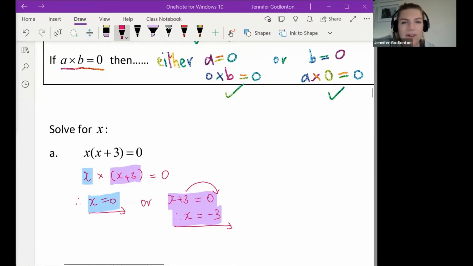Yusuf, how can I help? Good evening, ma'am. Sorry to bother you. I was going to ask, if we get this type of question in our exam, would there be two answers to it, or would they accept one? No, you have to have both answers. So with quadratic equations, you always have to have two answers. If you only have one answer, then you know you've made a mistake. Okay, thank you, ma'am.